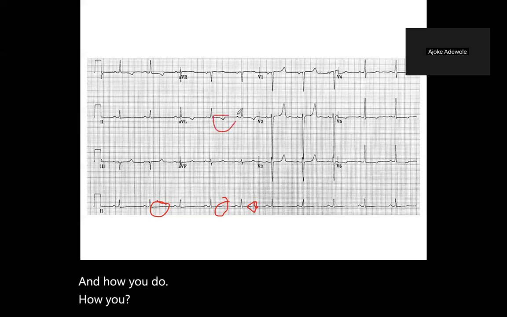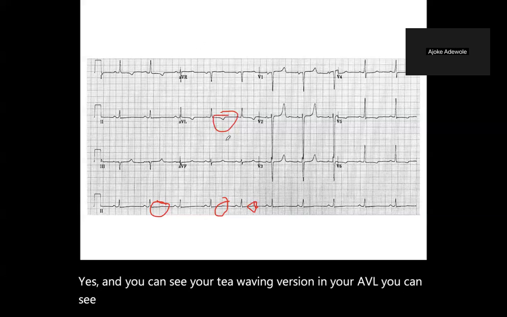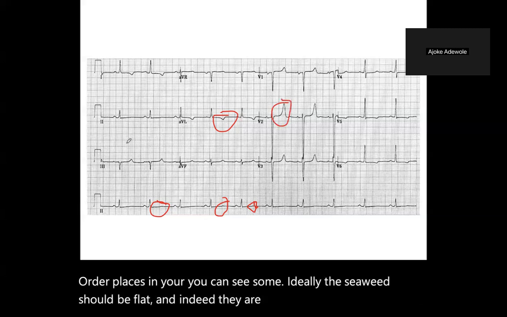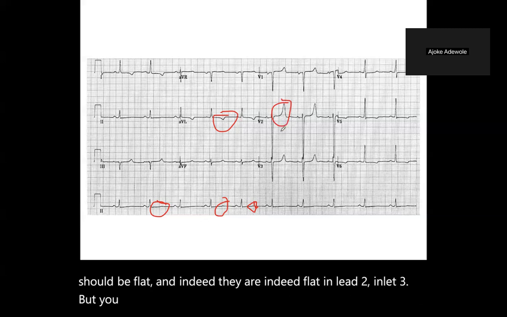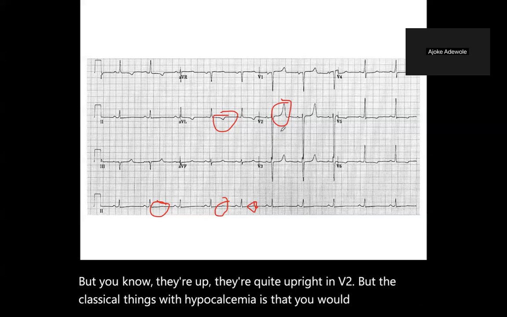Here you can see your T wave inversion in your aVL. You can see your T wave inversion in other places. Ideally, the T wave should be flat, and indeed they are flat in lead 2, in lead 3. But they're quite upright in V2. But the classical thing with hypocalcemia is that you would find flattened T waves.